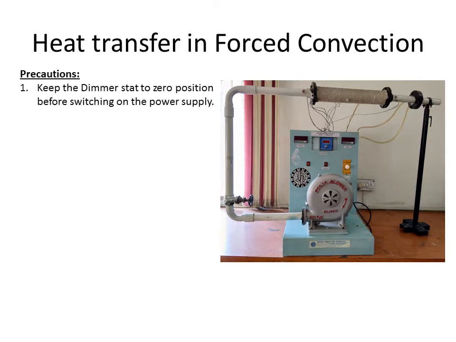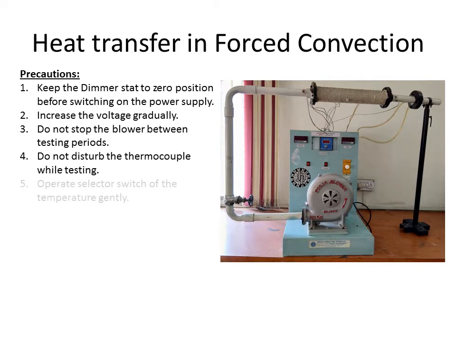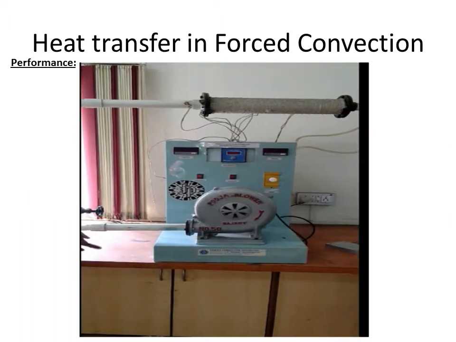Precautions: keep the dimmer stat to 0 position before switching on the power supply. Increase the voltage gradually. Do not stop the blower between testing periods. Do not disturb the thermocouple while testing. Operate selector switch of the temperature gently. Do not exceed 200 watt. This is the setup for forced convection.